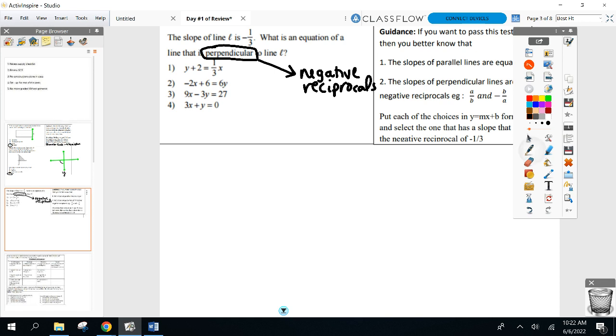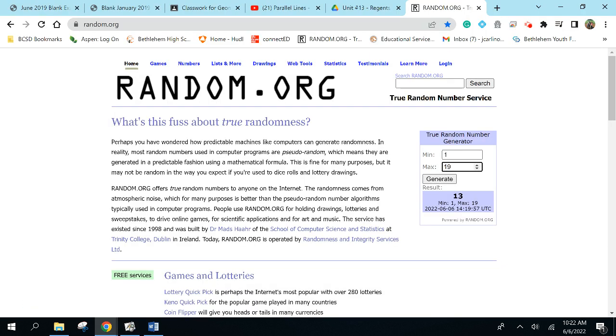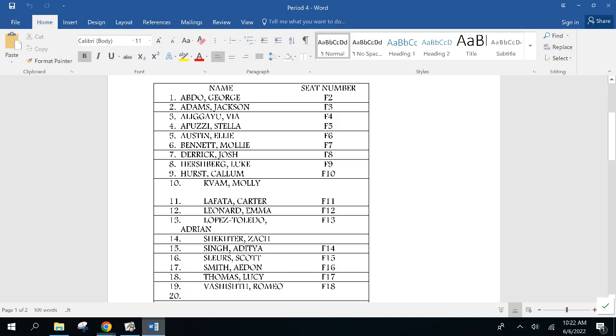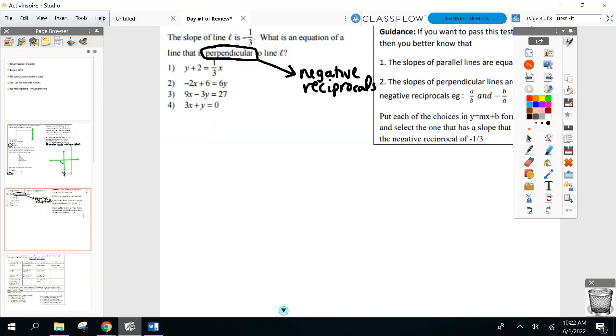So here's my question to somebody right now. If my slope is -1/3, what's the slope of the line perpendicular if it's the negative reciprocal? Negative reciprocal. Flip it and change the sign. What's my new slope? Jackson, what's my new slope? Flip it and change the sign. Positive 3.